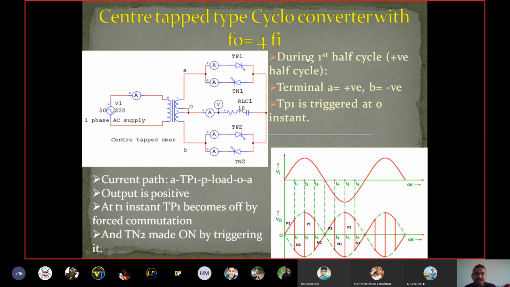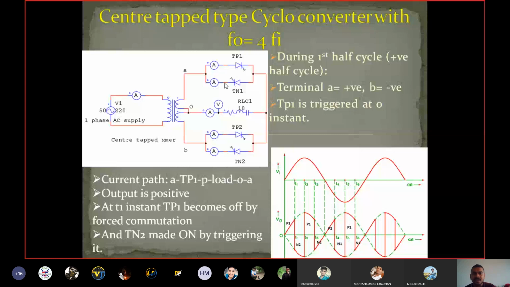As soon as the supply is given, this is the input waveform. During the first half cycle, look at this waveform, this is the first half cycle and this half cycle is the positive half cycle for us. During the positive half cycle, terminal A becomes positive and terminal B becomes negative with respect to terminal O. So A is positive, that means the anode of TP1 is connected to positive and the cathode of TN1 is connected to positive.